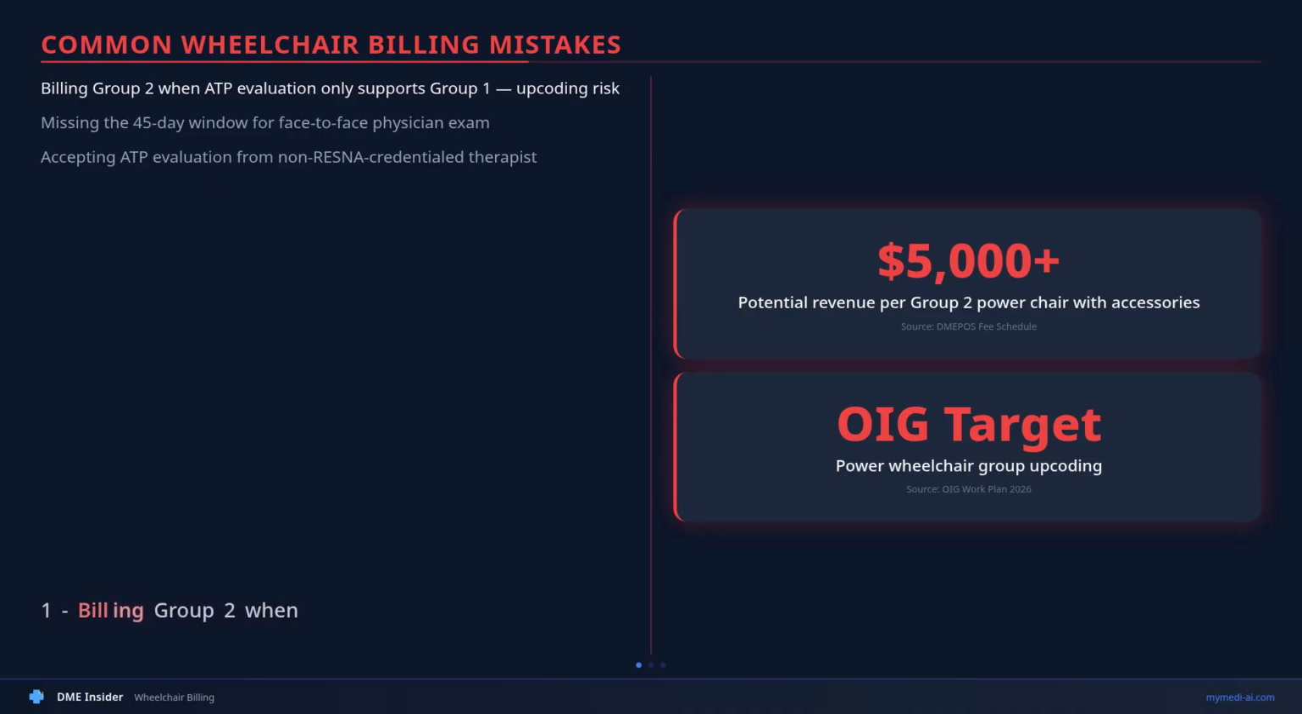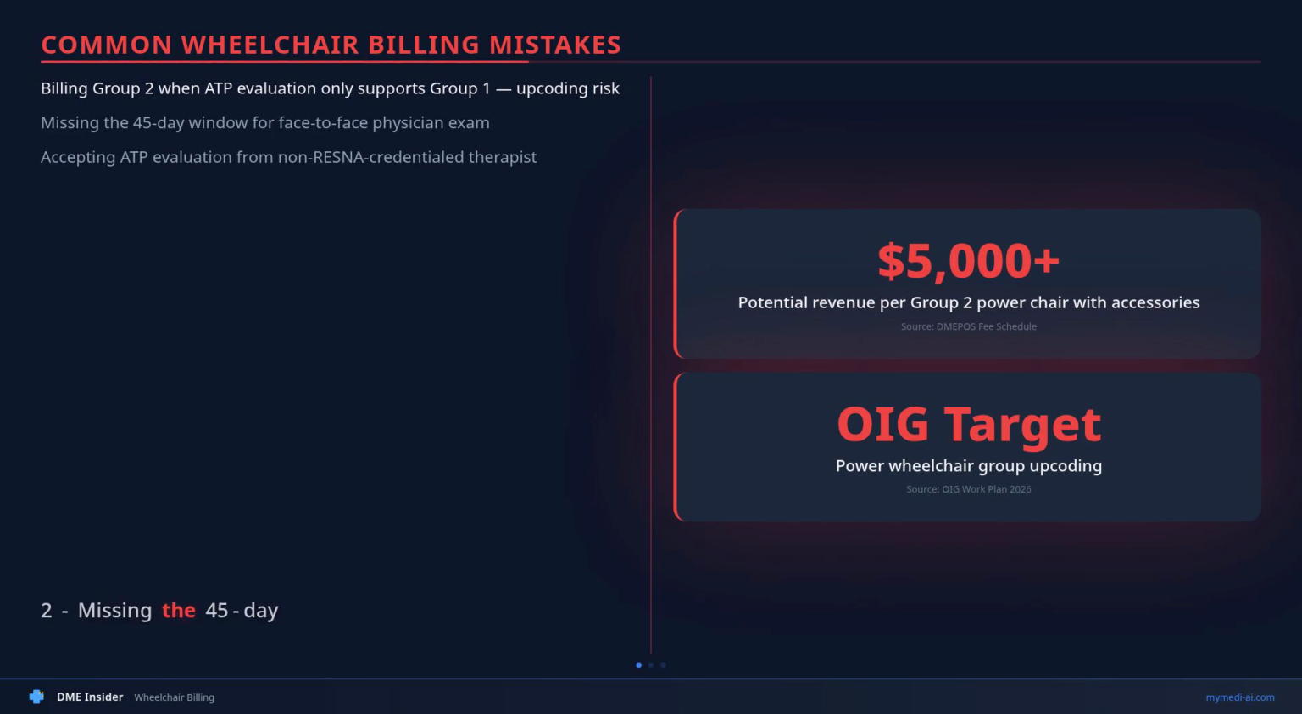Mistake 1. Billing Group 2 when the ADP evaluation only supports Group 1. The ADP evaluation determines the group, not the supplier, not the physician. If the evaluation documents that a basic power chair meets the patient's needs, you cannot bill Group 2. The OIG specifically targets group upcoding in power wheelchair audits.